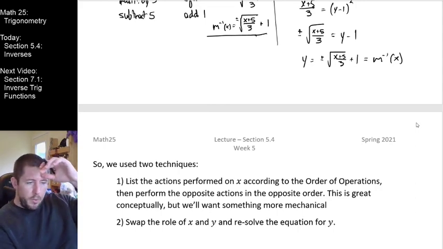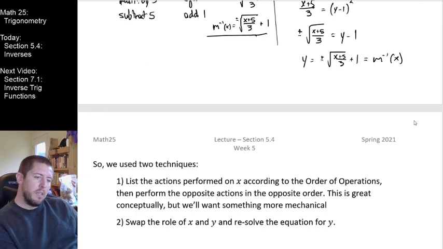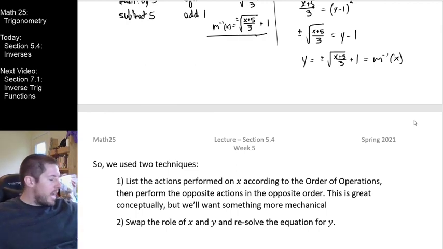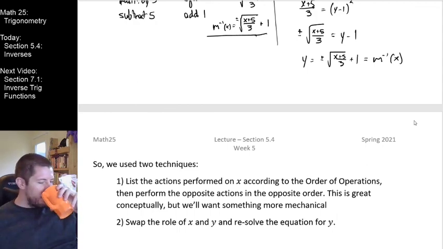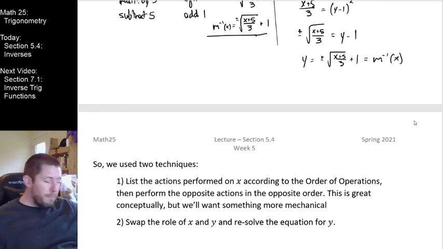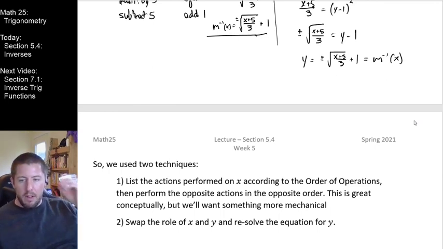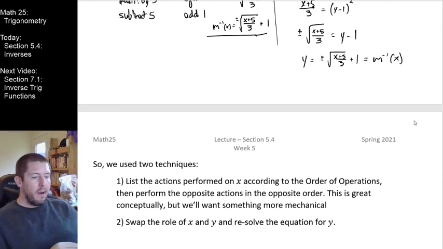So we used two techniques here. We listed the actions performed on x in order, according to the order of operations. We then performed the opposite actions in the opposite order. This is great conceptually, but it's not good mechanically, right? It's kind of ridiculous to make those lists. But if you want to, go for it. The probably slightly better, more mechanical algebraic thing to do is just swap x and y, and resolve for y to get our inverse right there.